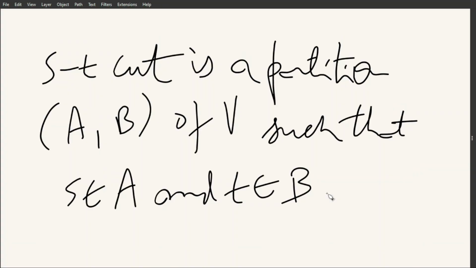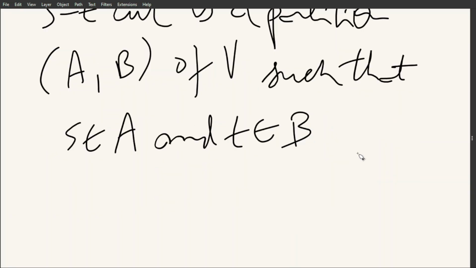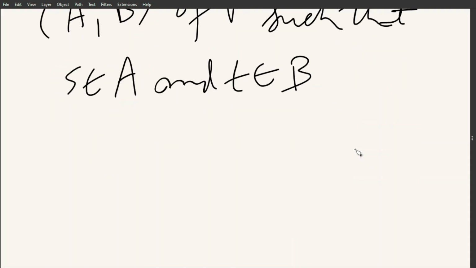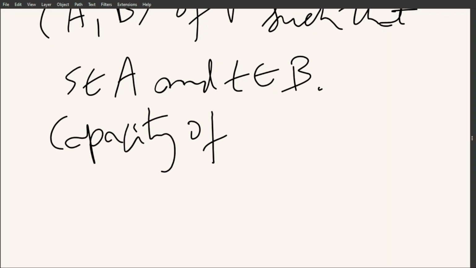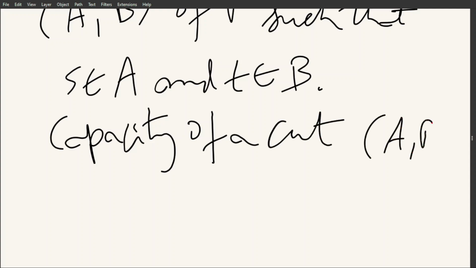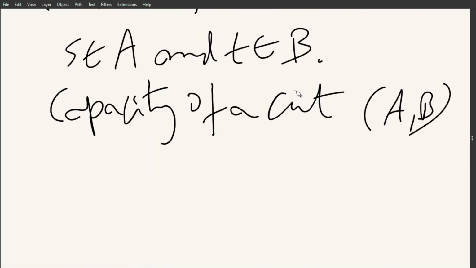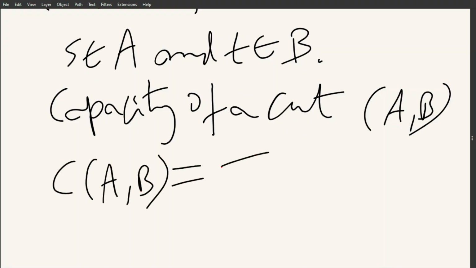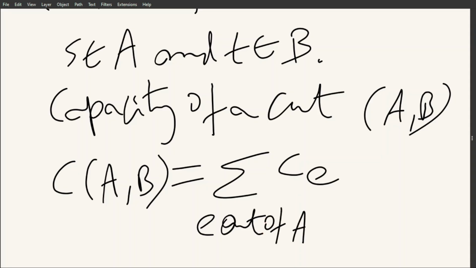Now we define the capacity of the cut. We define the capacity of a cut (A, B) as the sum of the capacities of all edges out of A. So C(A, B) is equal to the sum of all capacities C(e), where e is an edge going out of A. The edges going out from the boundary of A, we add their corresponding capacities, and this we define as the capacity of the cut C(A, B).